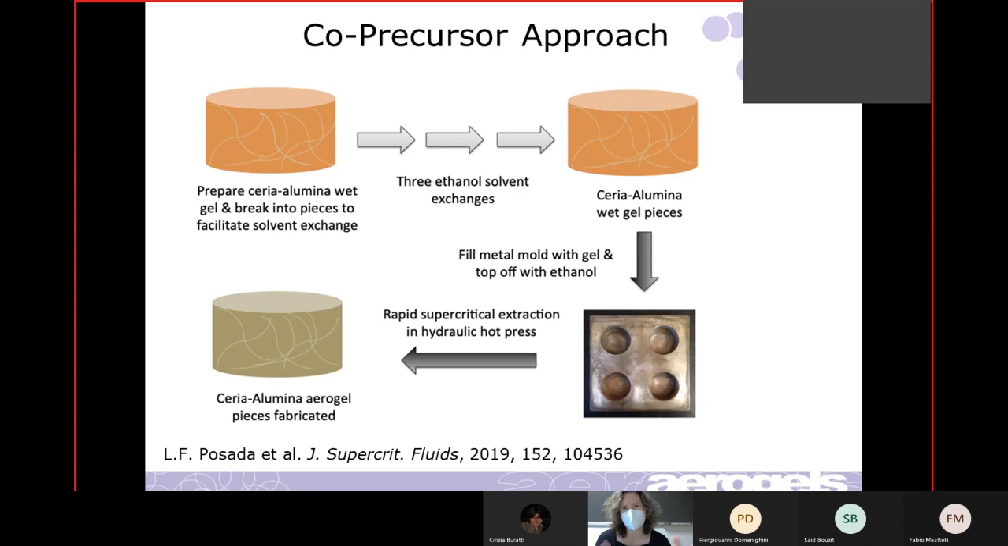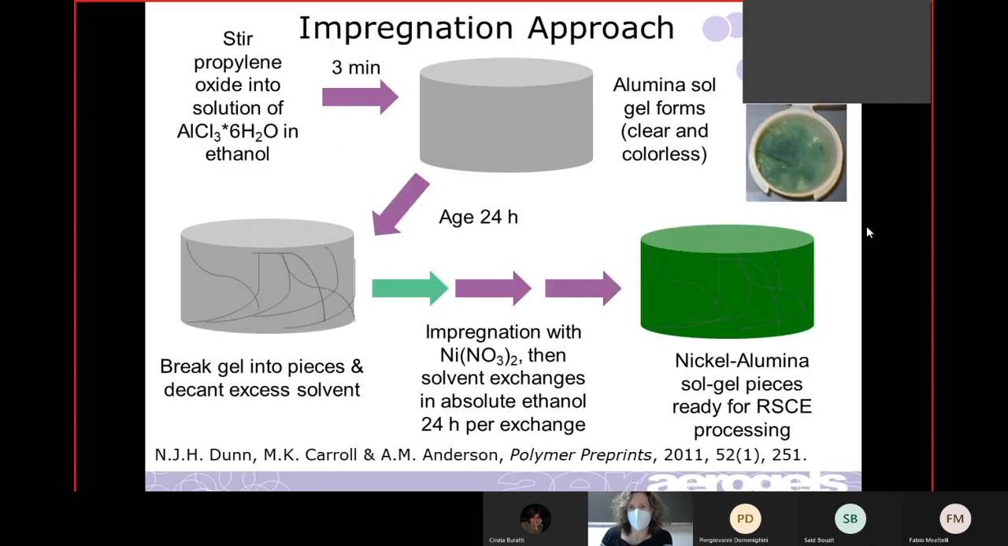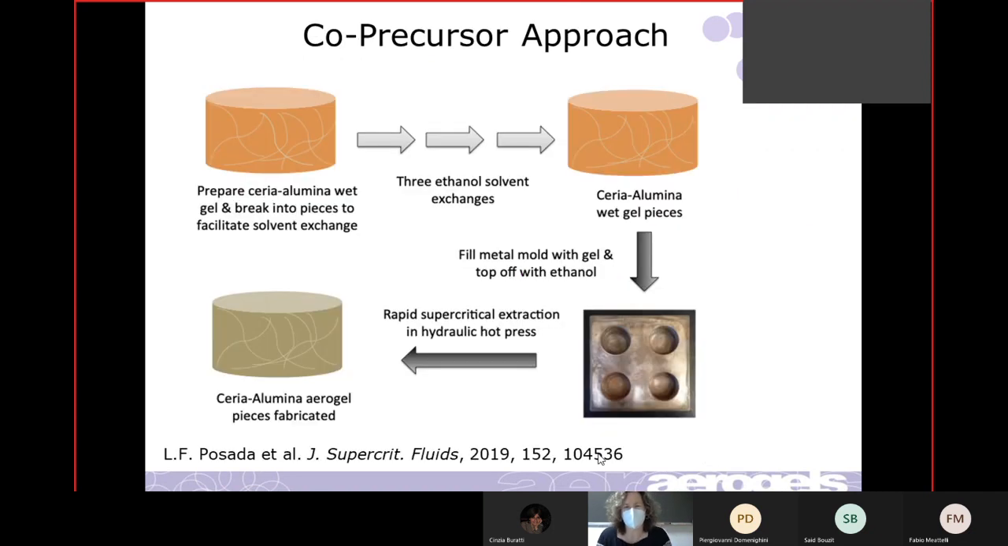The rapid supercritical extraction in the hydraulic hot press is in fact going to take only a few hours, typically 4 or 5 hours for this particular case, because we didn't have to do gelation in the mold. It's already gelled. But we now have done 3 solvent exchanges, each taking 24 hours. Or in the previous case, we might have aged and then done 3 more solvent exchanges. So it's no longer as fast, and one might be wondering, why are we doing these solvent exchanges when we did not do solvent exchanges previously?